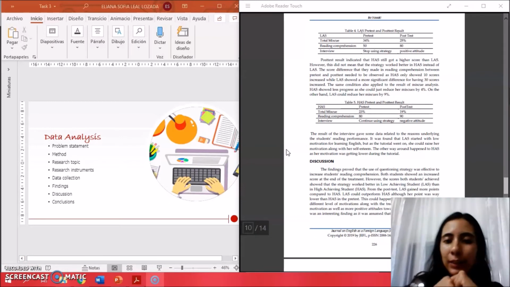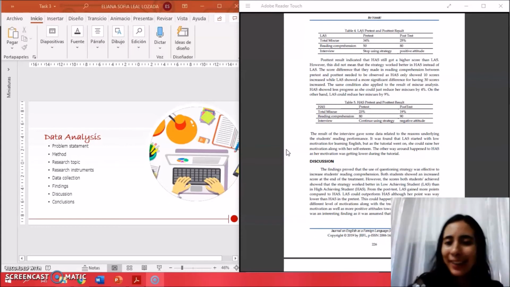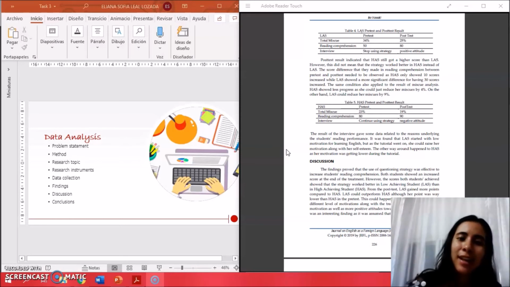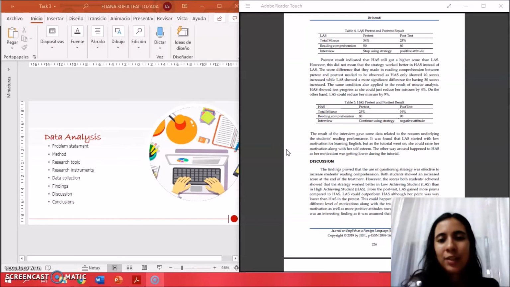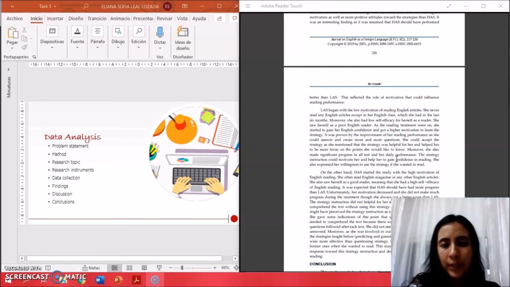To finish with the analysis of this article, I would like to say that I like that the research turned out to be positive, and the author realized that the use of questions worked and improved reading comprehension. Instead of being considered an old strategy, it is shown to be very useful and provides good results for teachers who apply it. The findings show that the use of the questioning strategy was very effective to increase students' reading comprehension, and students showed an increased score at the end of the training.